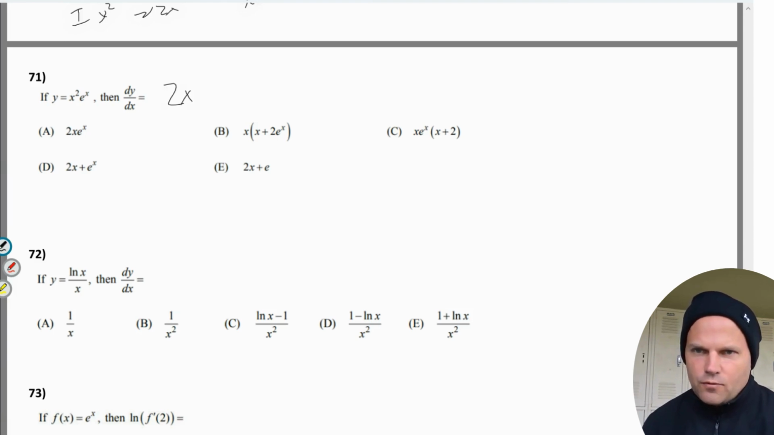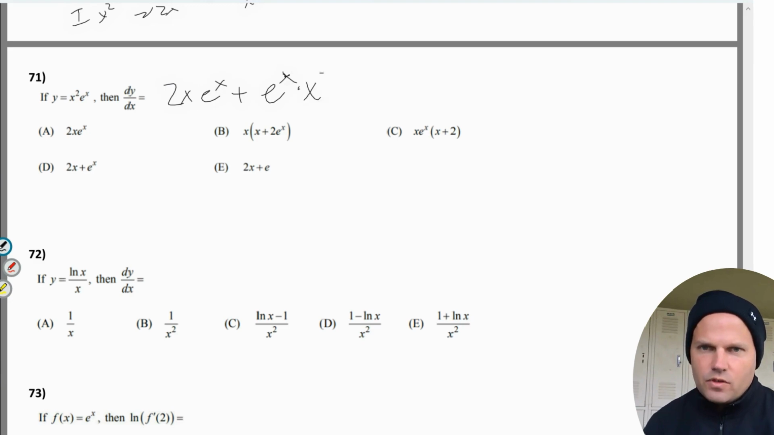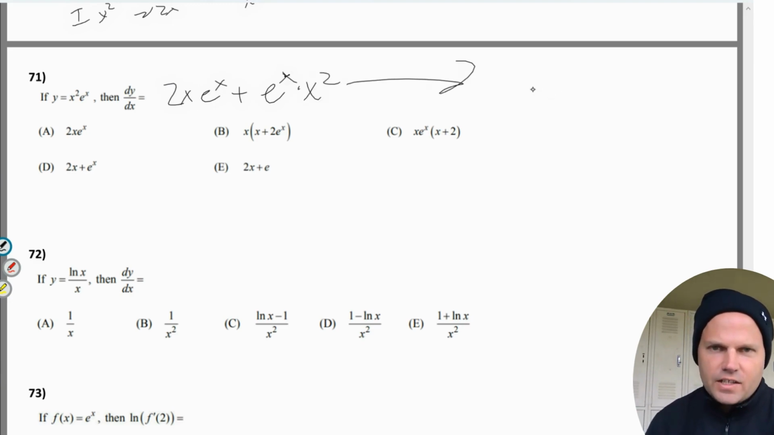Product rule, slopes of the first times the second plus the slopes of the second times the first. What do you have to do often? You have to factor out.